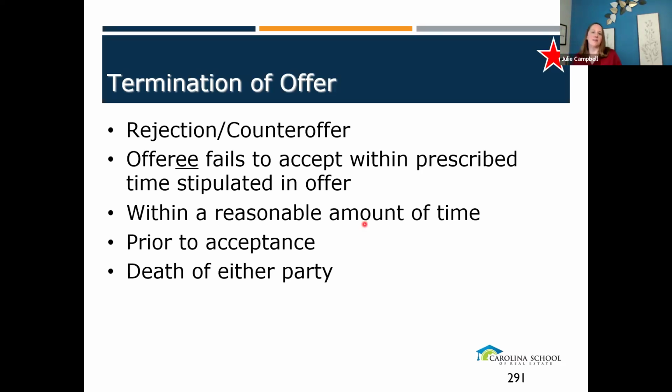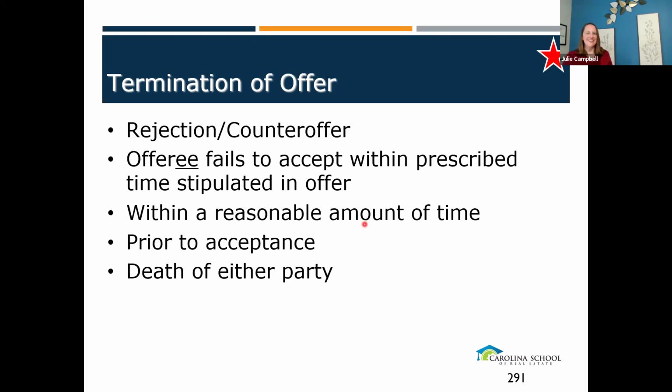If there is a time limit on it, say this offer is good for 24 hours, for example, that will terminate an offer if the offeree doesn't accept within that timeline or within a reasonable amount of time. If you've gone days or weeks and you haven't heard back from anybody, then you just pull your offer back. The offeror can withdraw their offer at any time prior to acceptance. And then death of either party: if the buyer or seller passes away while we're in the throes of negotiations, that will terminate the offer.